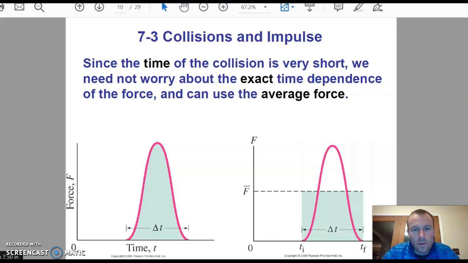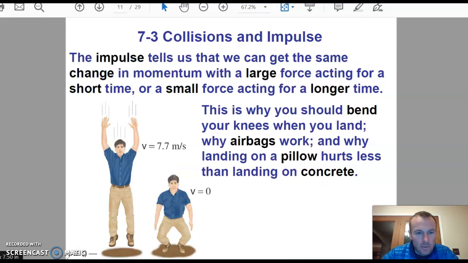Or the same sort of thing with the airbag. If we can make that collision between your head and the airbag last longer, that's going to decrease the average net force. If that collision happens over a smaller time interval, if we didn't have the airbag to extend the collision, the force would be a lot bigger. So the larger force is obviously more dangerous, and so airbags have saved a lot of lives based on this physical principle.